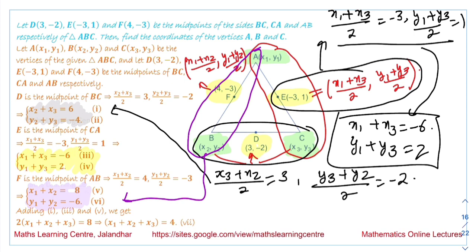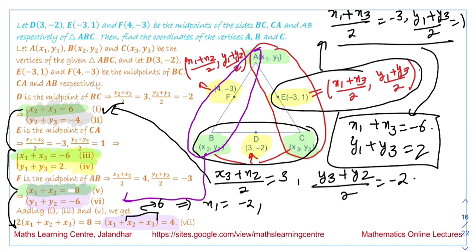So to solve these equations, the first step we have done is: this is equation 1, x2 plus x3 is equal to 6, x1 plus x3 is equal to minus 6, and x1 plus x2 is equal to minus 8. If we add these three equations, we will get 2 times x1 plus x2 plus x3 equal to 8, and the value of x1 plus x2 plus x3 we will get is equal to 4. Now the value of x2 plus x3 is 6, so this gives us x1 is equal to minus 2.